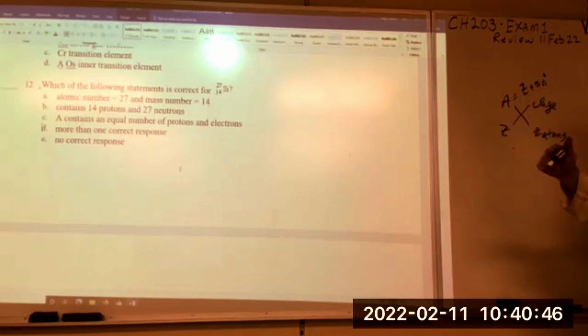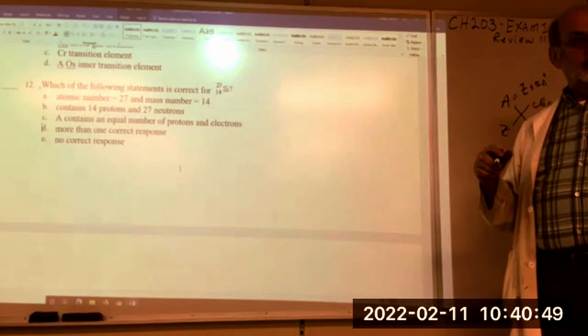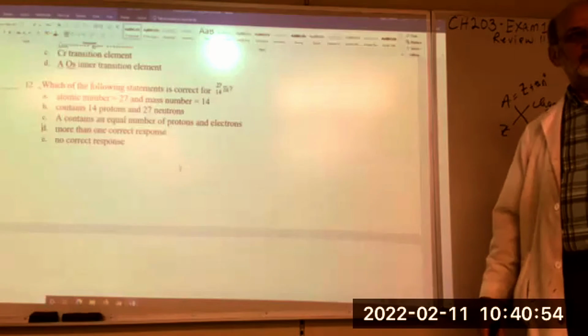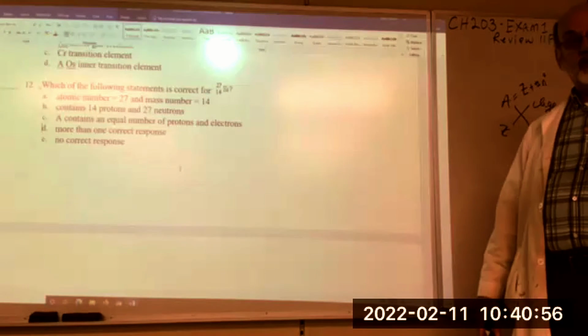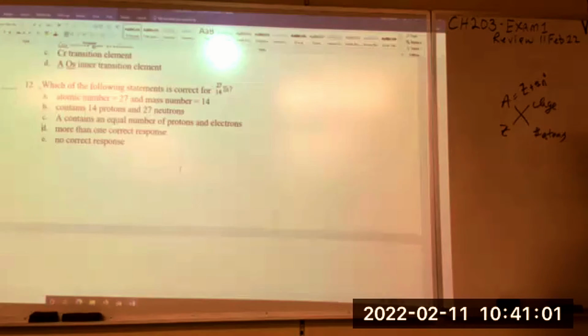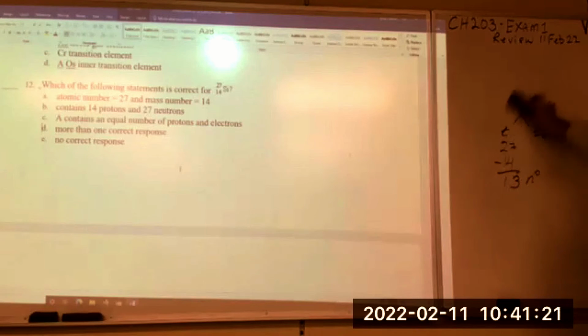And if you form a charge, if you form an ion, how do you do that? Change the number of electrons. You can't change the number of protons, or you have a different element. If we started off with 14 and 27, that's 13 neutrons for this one. That's not the question, but I couldn't resist.